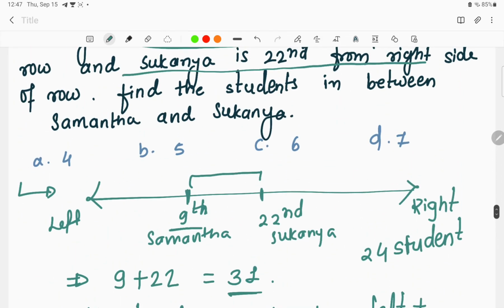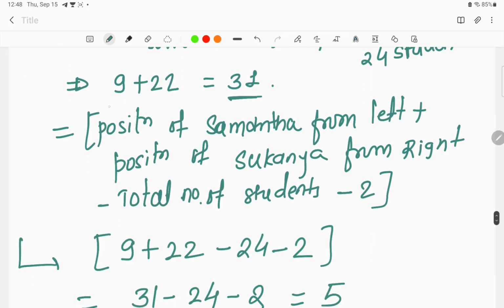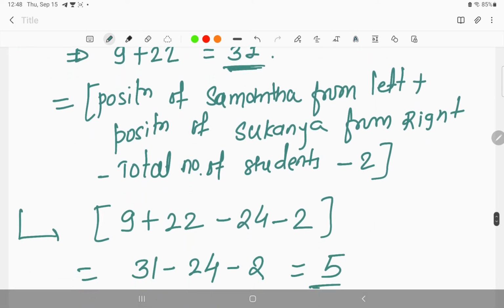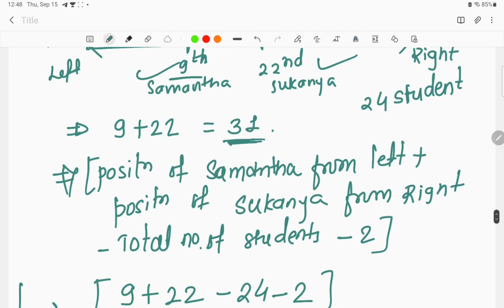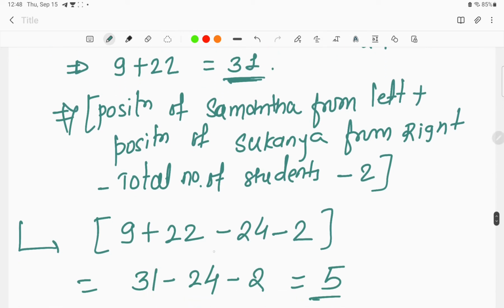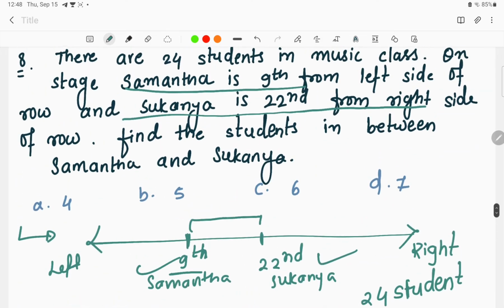What we have done over here is, in the question they have given two people's positions, and they have asked how many students are in between them. As we know, there are 24 students, and the position of Samantha is 9th from left, and Sukanya is 22nd from the right side. We add both positions and get 31. So basically there are no 31 students over here. Then to calculate the number of students in between both of them, we get 9 plus 22, that is position of Samantha from left plus position of Sukanya from right, minus total number of students, minus 2, and then we get 5 students. So there are 5 students in between both of them. This was the answer to the question. Okay, that's option number B.